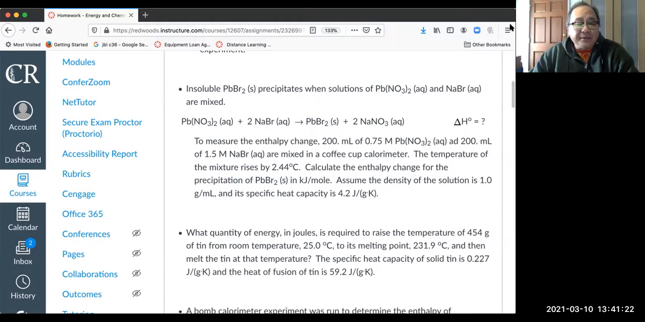Now it says the temperature of the mixture rises by 2.44 degrees Celsius, right? Calculate the enthalpy change for the precipitation and assume the density of the solution is blah, blah, blah, and its specific heat capacity is 4.2 joules per gram per K. So what can we say about this? I am going to write some of this information down before I switch screens.